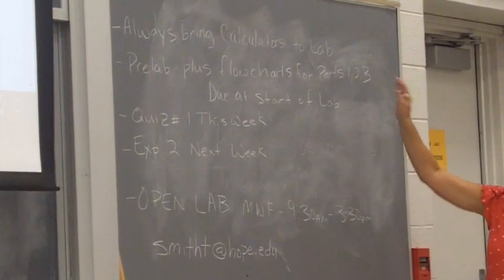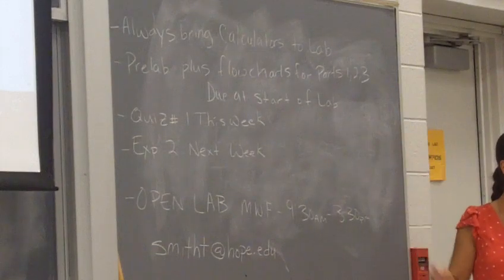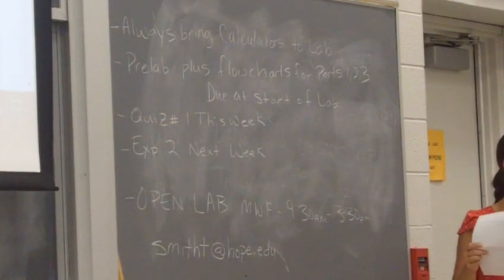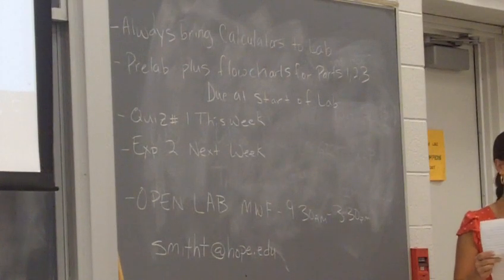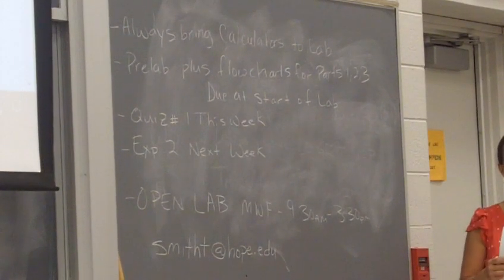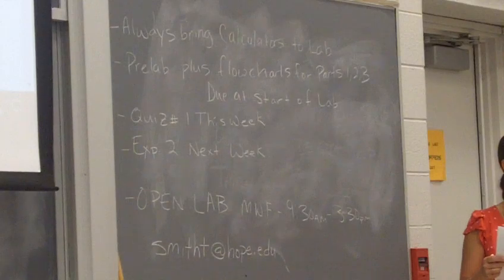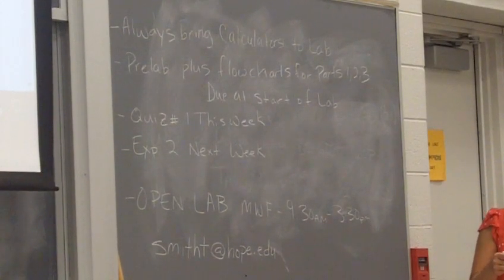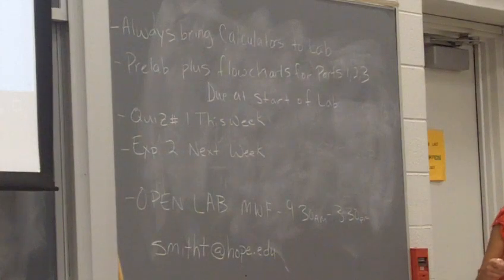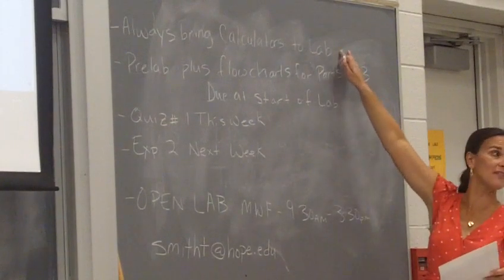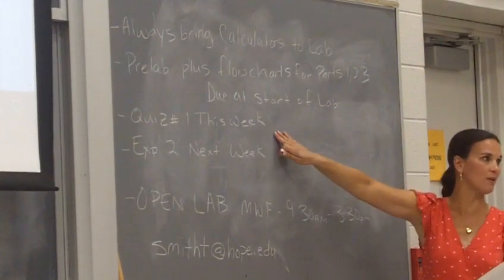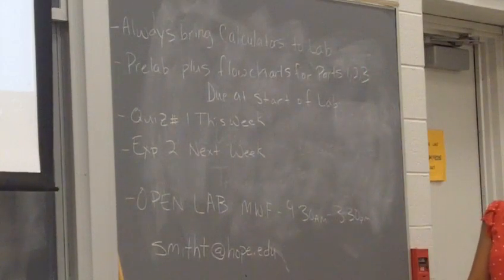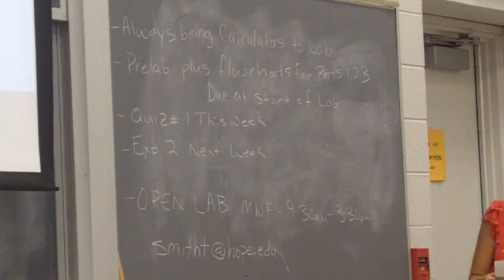So a couple things. First of all, always bring your calculator to lab. It seems like organic chemistry doesn't necessarily always involve calculators, but it does in lab. So always bring them. We will use them frequently. We will also use quizzes that use them frequently. So make sure you have them every week in lab, okay? I'm giving you this heads up with a note that we have a quiz this week. So make sure you have your calculator for this week and all the weeks forward.